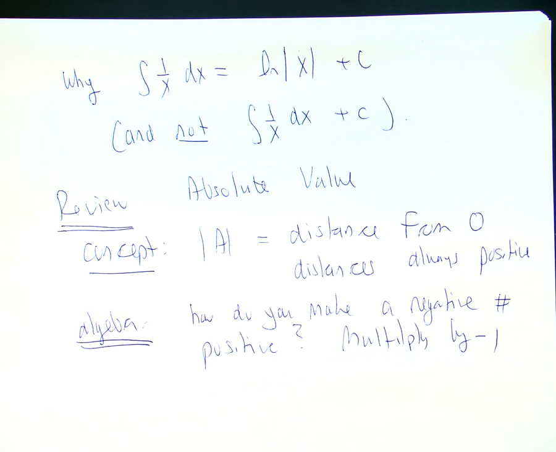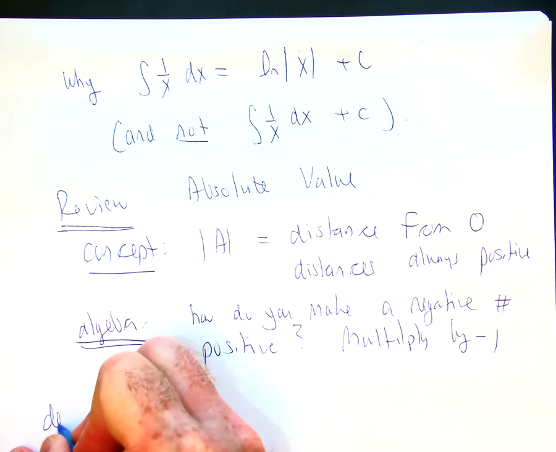All absolute value is distance from zero. And we've talked about this in class, that distances are always positive. So that's why absolute value is always positive. So that's the concept. The algebra is, how do you make a negative number positive? Well, you multiply by -1. So that leads to this definition.